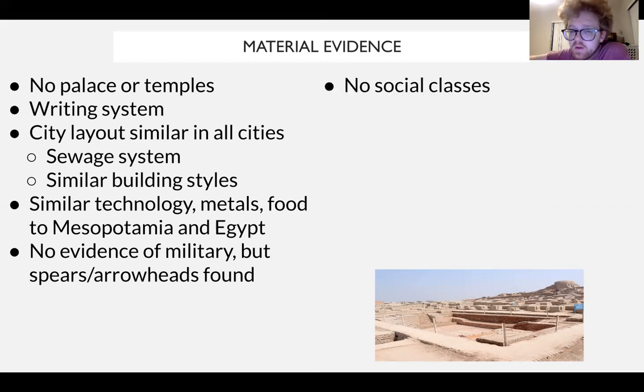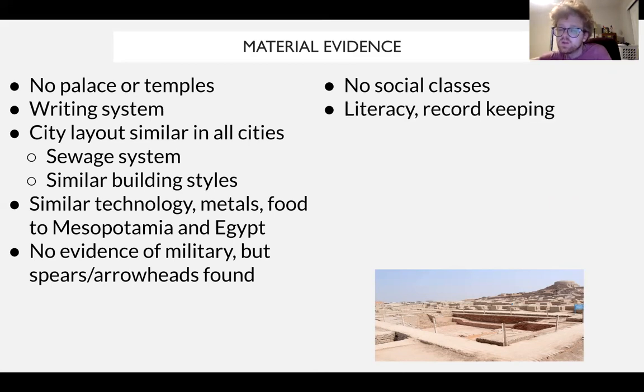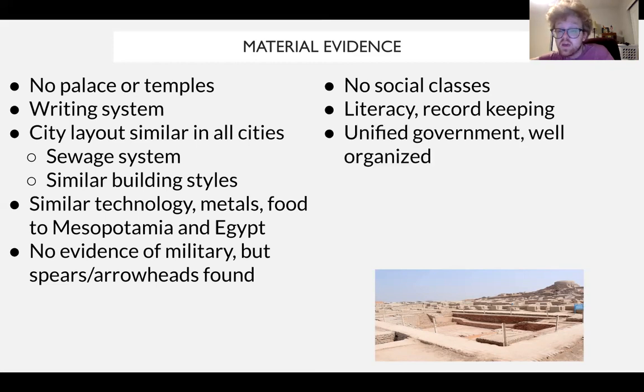Well, we know or can guess, based on the fact that there were no pieces of evidence to assume that there was a palace or temple, that there were no social classes. We can assume that there was literacy and record keeping. We can assume, based on the similarity between 5 different cities that are not right next to each other, that there was a unified government, that it was well organized in how it set up different cities. We know that there was a similar culture based on this.